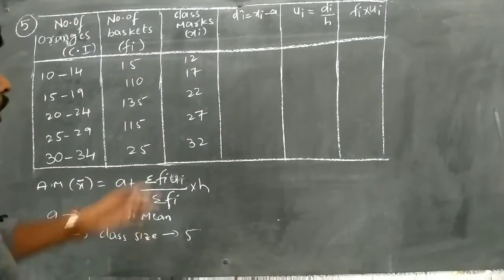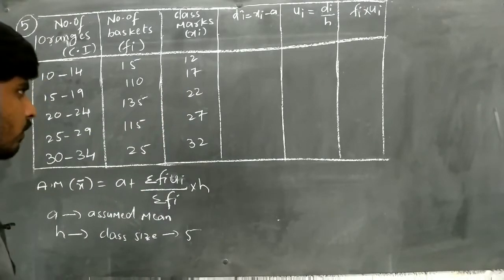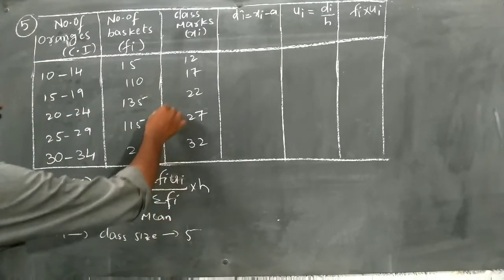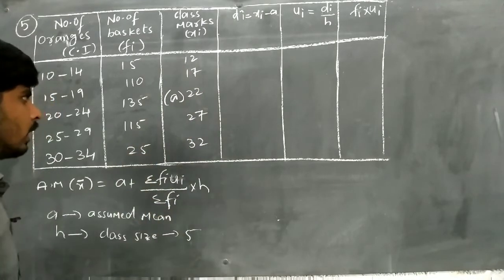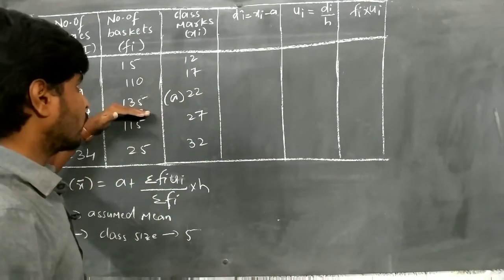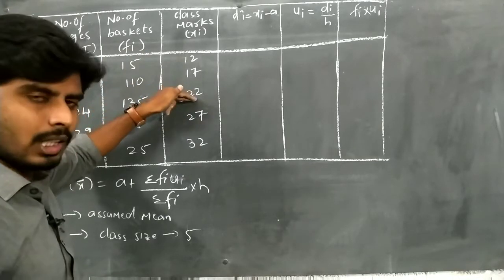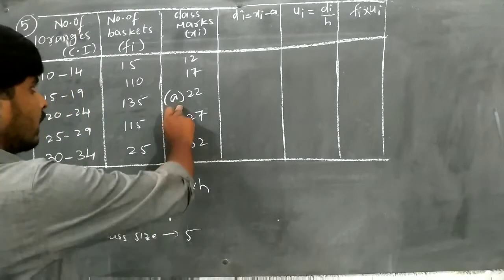Now we have to assume the A, the assumed mean. So what is the highest frequency here? This is the highest frequency. That is why I am taking this as A. So generally we take the highest frequency xi value. The highest frequency class mark is our assumed mean, okay, right. This is the A value.